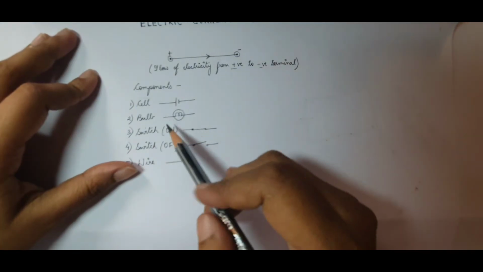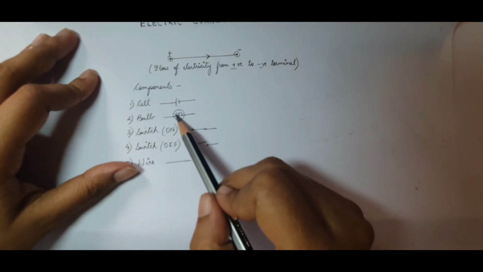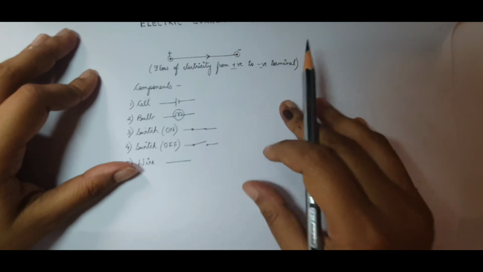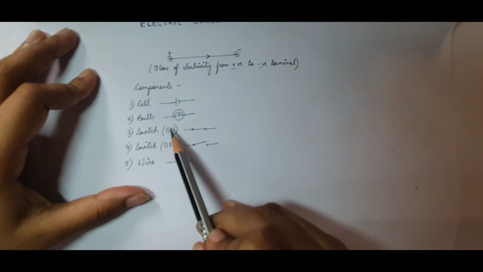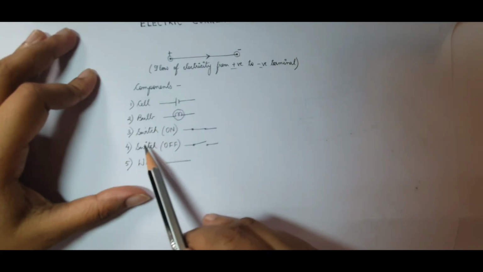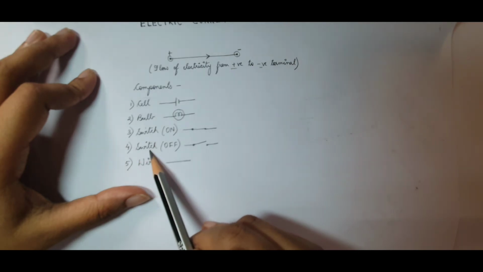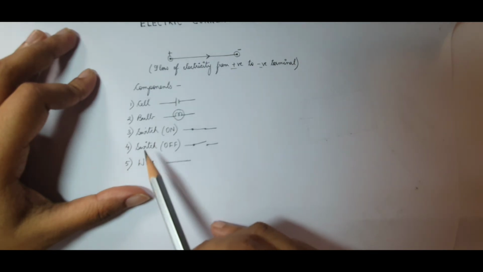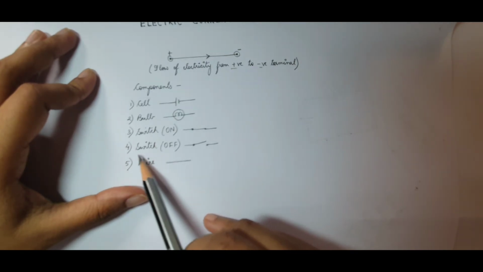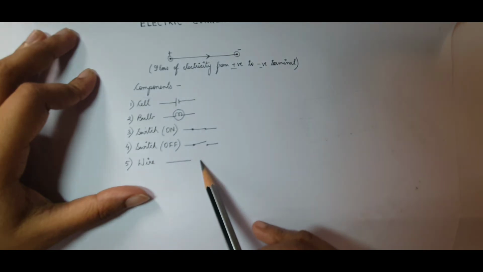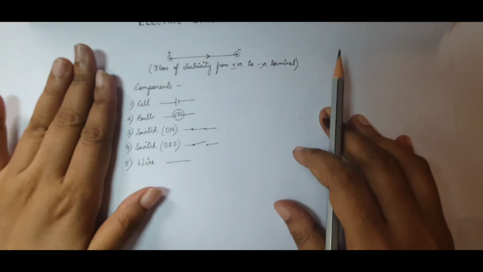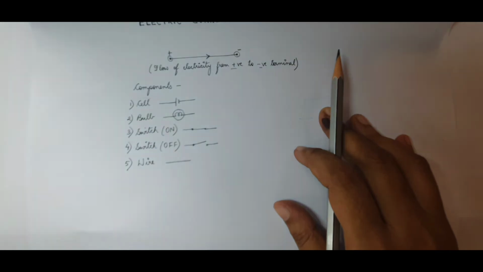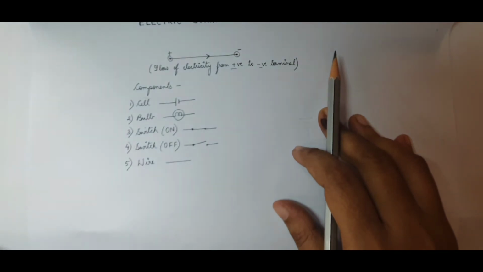The next component is a bulb, which is depicted by a curved line inside a circle. The next is a switch in the on position. The fourth component is a switch in the off position. And the fifth component is a wire, which is depicted by a straight line. So, having known the components, let's move on to creating a simple circuit diagram using these components.